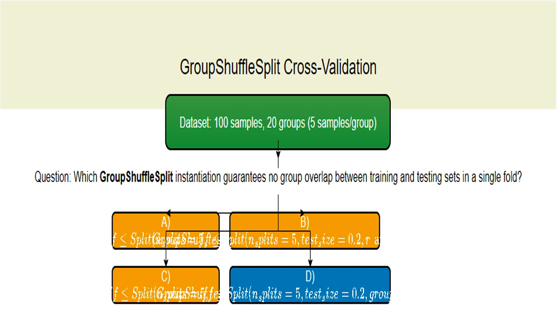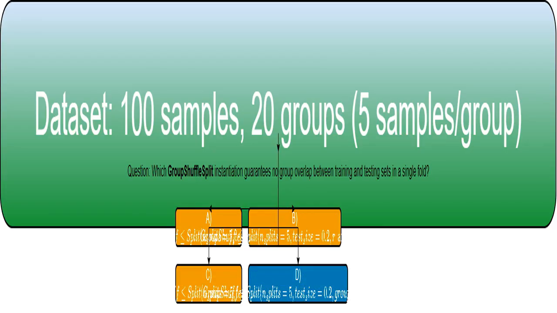The group aspect means we're ensuring that data points related to each other, e.g., measurements from the same person, stay together during splitting, preventing bias. Here, we're given the dataset details. We have 100 data points, organized into 20 groups, with each group containing 5 data points. Understanding this structure is key to choosing the right cross-validation strategy.